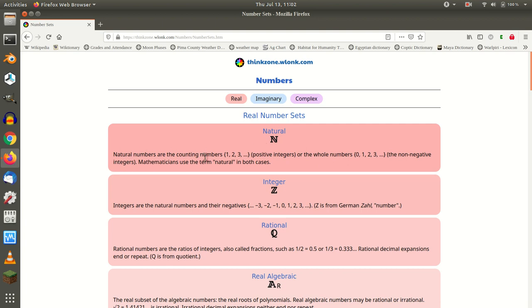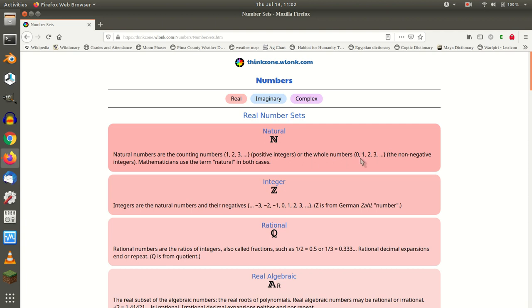So the natural numbers are the counting numbers, 1, 2, 3, etc., the positive integers, or the whole numbers, 0, 1, 2, 3, right? The non-negative integers, so 0 may or may not be in there. Okay, already that's stupid as fuck. Why can't you make a goddamn decision about this? They are different from each other. Use different fucking names, you goddamn morons. And then mathematicians use natural for both cases, natural numbers. Anyway, okay. That'll come back to us in a little bit.